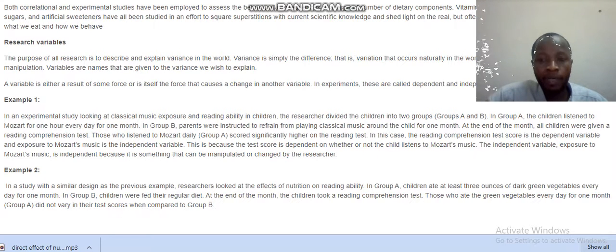This is because the test score is dependent on whether or not the child listened to Mozart music. The independent variable, exposure to Mozart music, is independent because it is something that can be manipulated or changed by the researcher. So I believe by this example 1, we are able to distinguish between the independent variable and the dependent variable. Let's look at example 2.